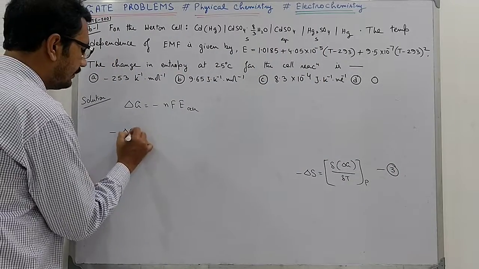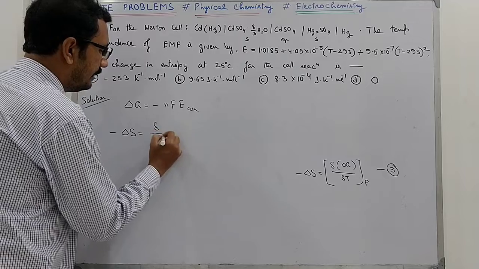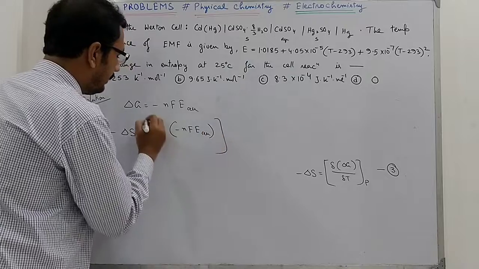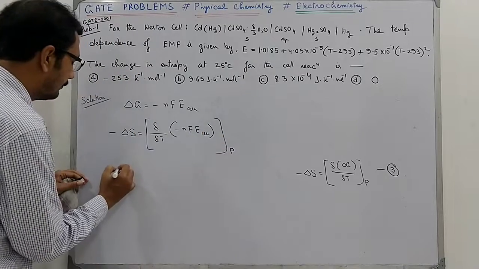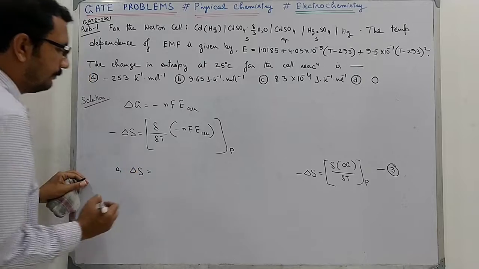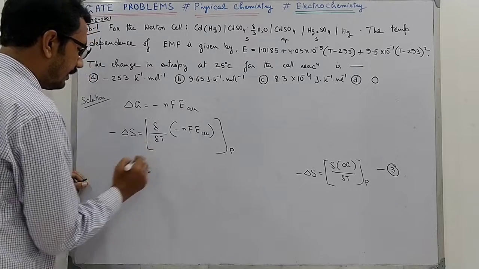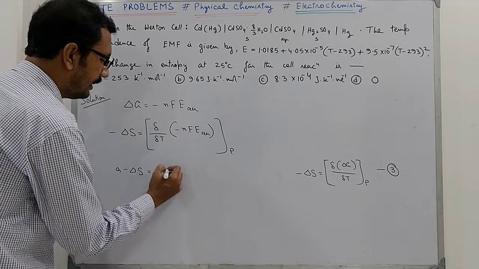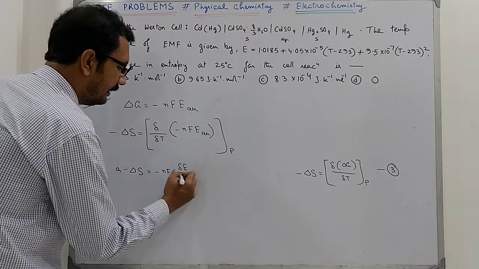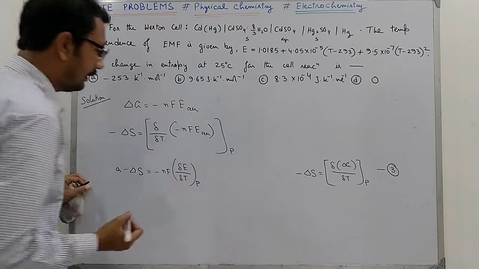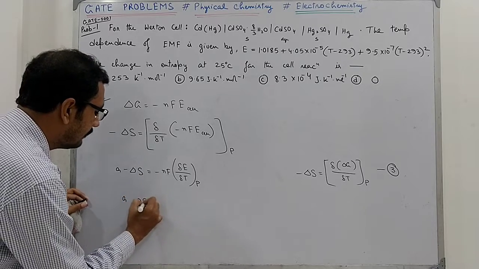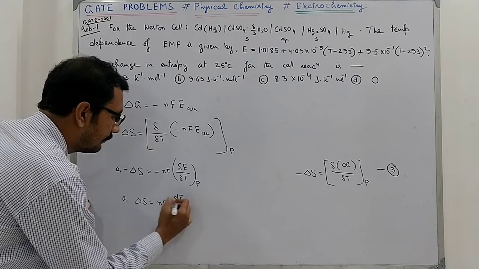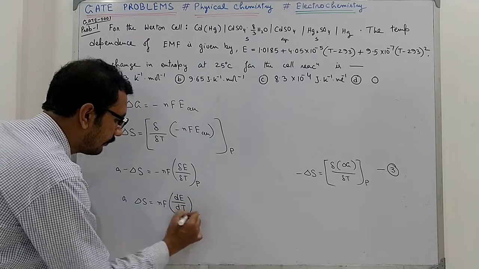So we will get minus ΔS equals ∂E/∂T minus nF E cell at constant pressure, or ΔS equals to, so let this come out first, minus ΔS equals to, these are constants n and F, so minus nF will come out and we will get ∂E/∂T at constant pressure. So it will be ΔS equals to nF dE/dT at constant pressure.